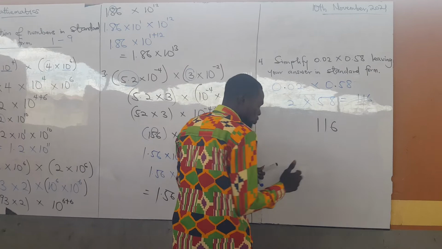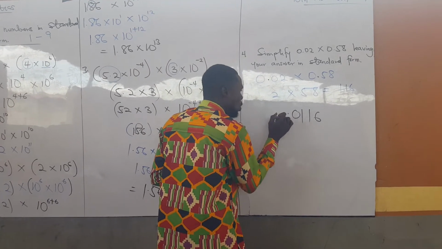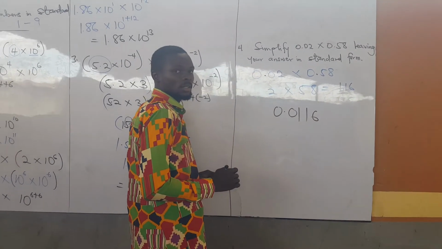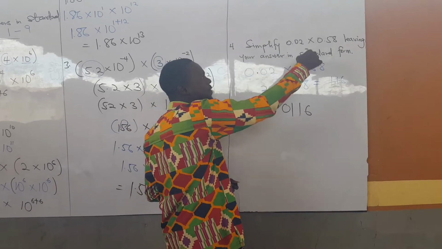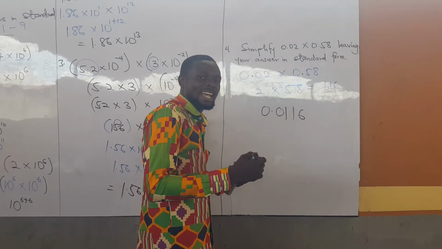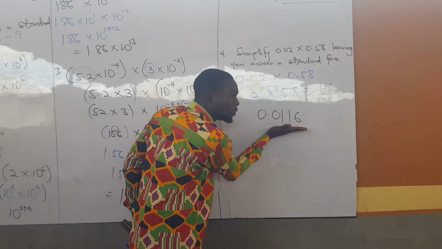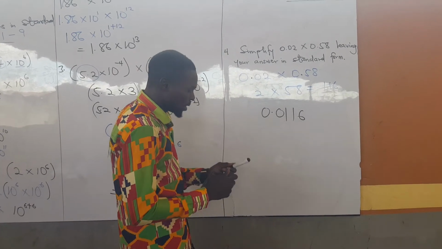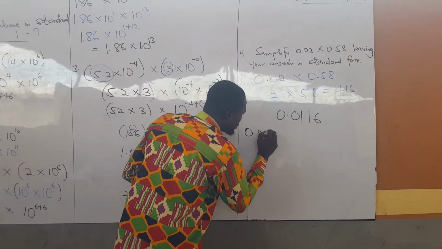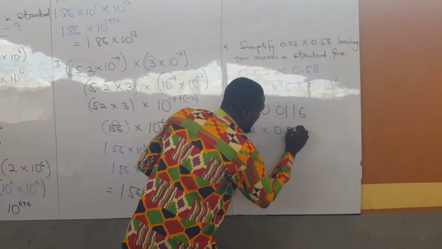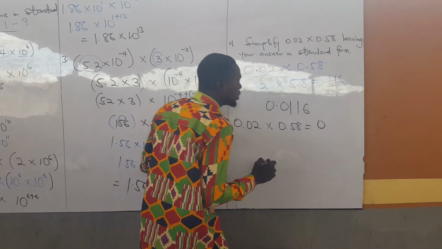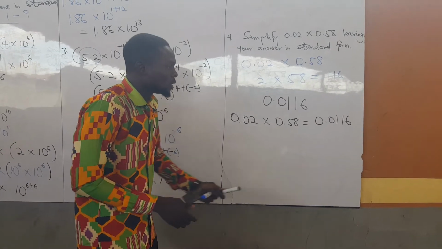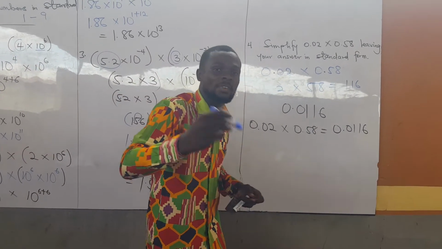But we have 3 here. So it means we have to bring another one here, 0.0. So this number times this is going to give us this. But the question says simplify this, leaving your answer in standard form. So this answer that we've had by multiplying, we are just going to change into standard form. So we are going to say that 0.02 times 0.58 is equal to 0.0116. So this being your answer, you have been asked to leave it in standard form.